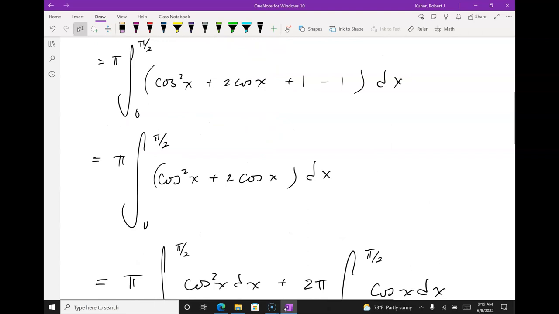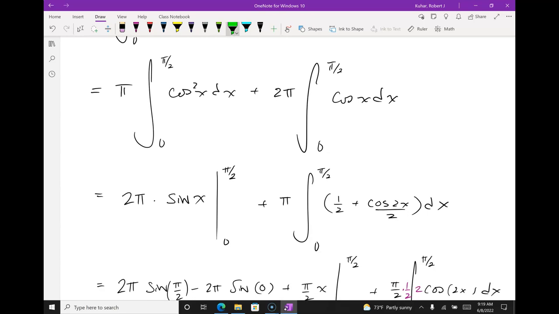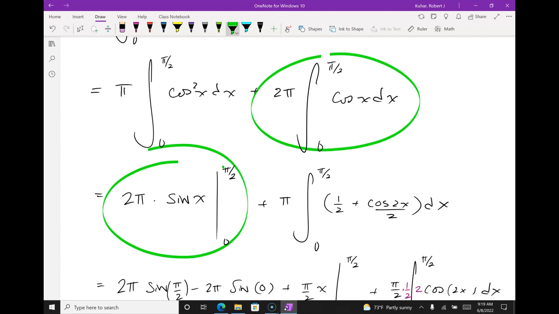Anybody get there? Nice. And then I'm splitting into two integrals right away. I know I'm going to do my cos squared and then my cosine. And I know the cosine antiderivative instantly, so I do that one quickly, right? So you can see here I've moved from this piece down to this piece, and I left the other one alone. Or I could do that hashtag and star and all of that, whatever you want to do.